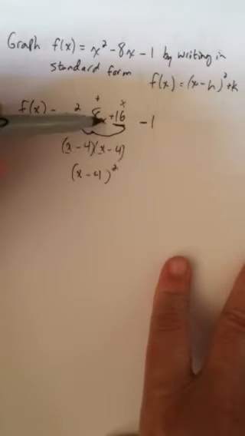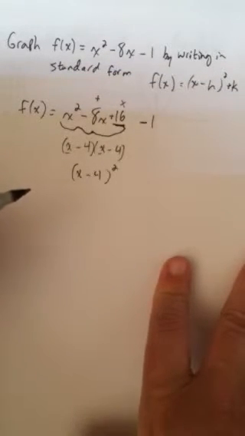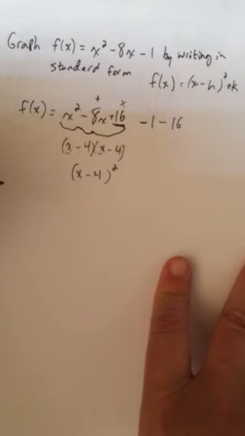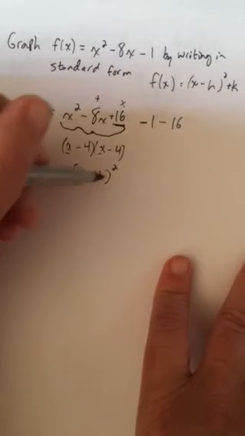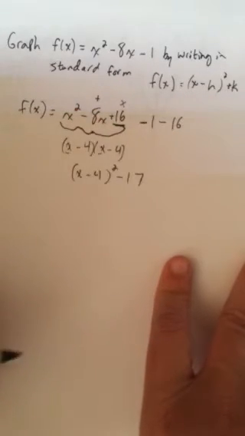But I can't just add a 16. If I add a 16, I'm completely changing my equation, my problem. So in order to add nothing, because I don't want to change anything, I also need to subtract 16. If I add 16 and subtract 16, then I'm basically adding nothing. Okay, so this factors to x minus 4 whole thing squared, and then minus 17, because minus 1 minus 16.